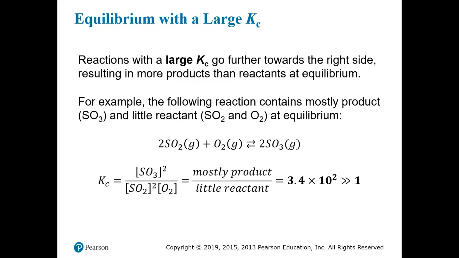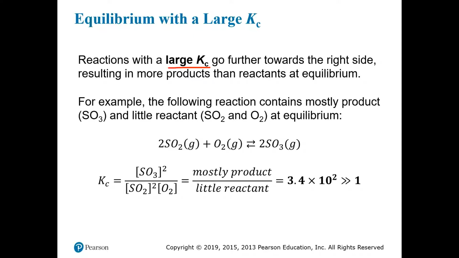To take this a little bit further, the size of Kc is actually telling us how far the reaction goes to the right. In other words, it's telling us how much of the reactants on the left-hand side have been converted into products on the right-hand side. If Kc is large, then that means that the reaction lies very far to the right, meaning that there are more products than reactants once this reaches equilibrium.